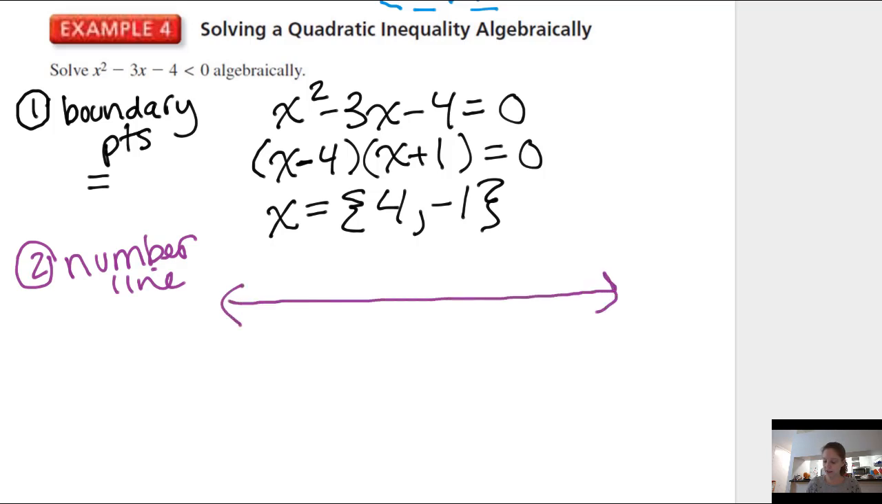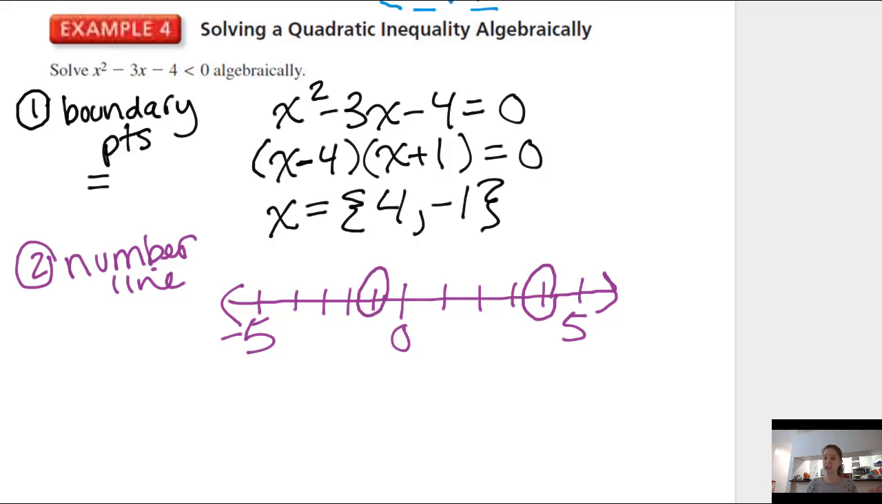Here's my number line. It needs to include up to positive 4 and down to negative 1. So I'll go from positive 5 to negative 5. 1, 2, 3, 4, 5. 1, 2, 3, 4, 5. So I'm going to identify those boundary points first. That is positive 4 and negative 1.